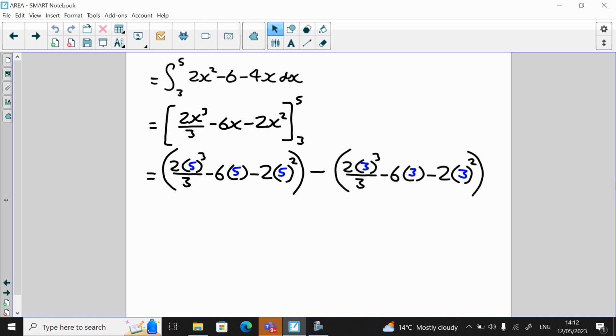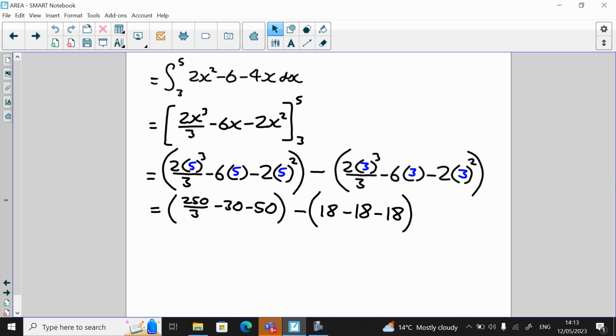Take away 30, take away 2 times 5 squared, that's you'll be taking away 50 there. Second one, 2 times 3 cubed, that's 2 times 27, 54 over 3, 18. Take away 18 and take away another 18. So this is looking very similar to the first one. Just looks like things have maybe changed place.